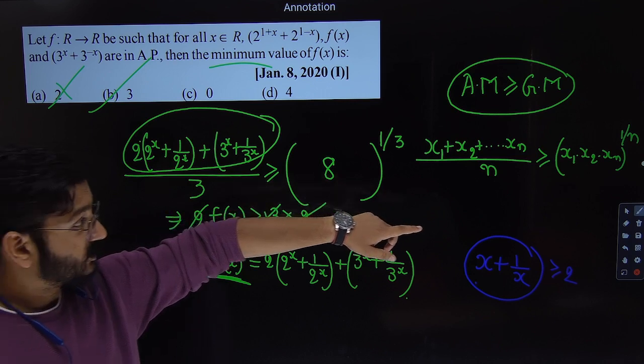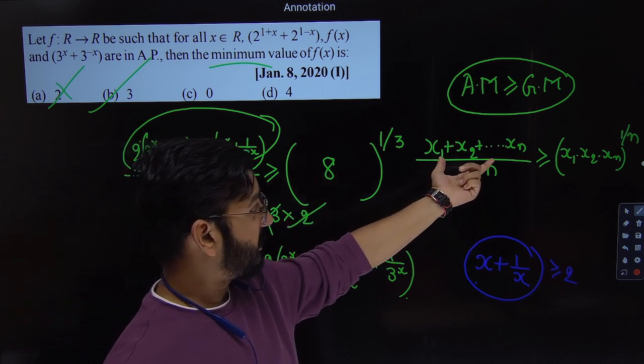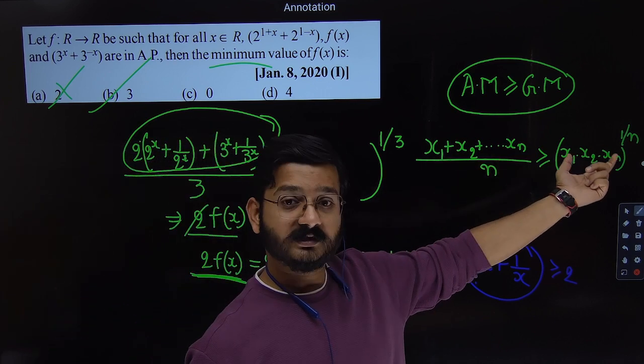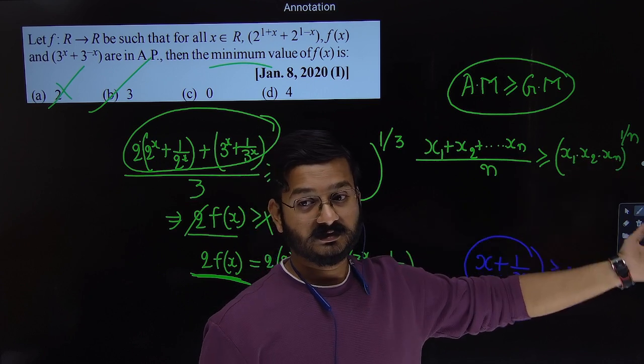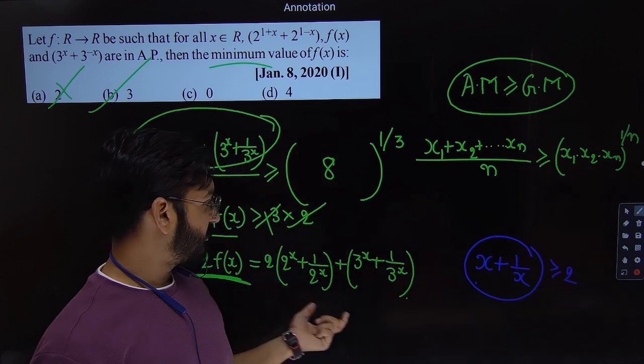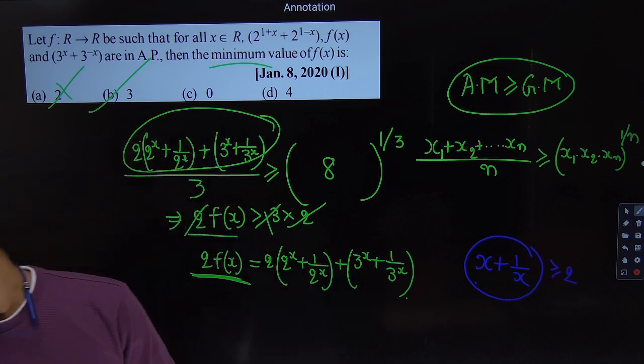So if they're asking you this value, you need to somehow solve this. You have to solve this. And how did I solve? Because I know the minimum value. Just 2.